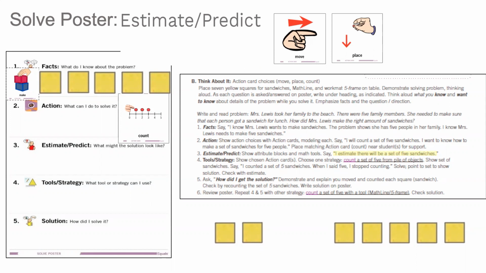So in this example, I can show a field of 2. I can show a set of 2 sandwiches and 5 sandwiches and say, all right, well, I know Mrs. Lewis needs to make 5 sandwiches. I estimate there will be a set of 5 sandwiches once I solve this problem. Now, once I have estimated the solution, I have to be sure to place my estimate on the solve poster so that it remains visible.